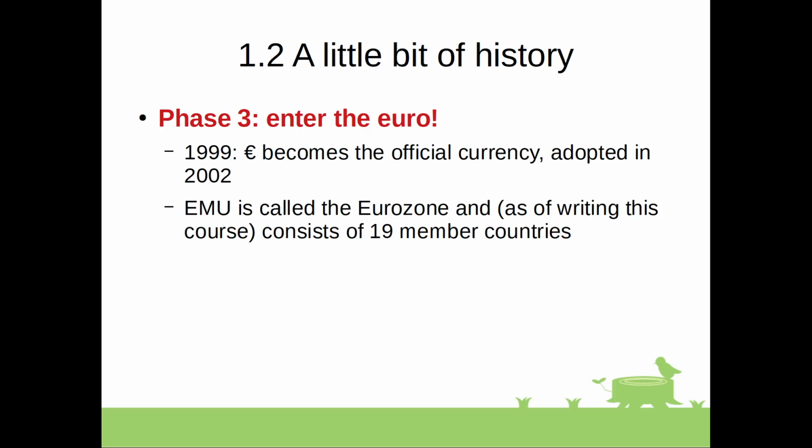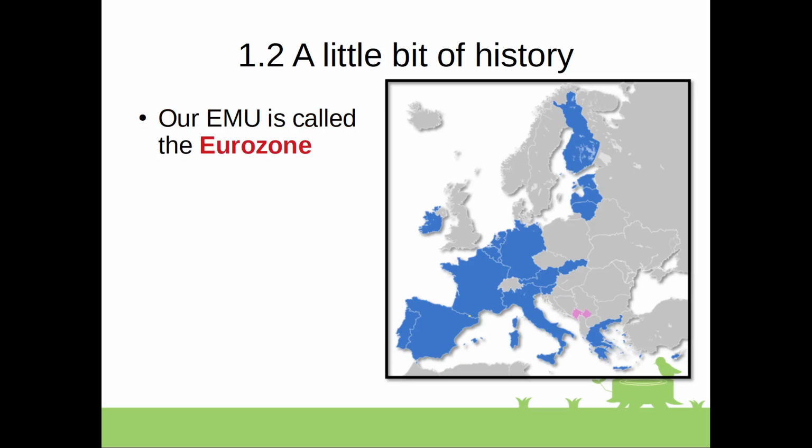So the Economic and Monetary Union we are in is called the Eurozone. So it has a name. There can be multiple economic and monetary unions around the globe. Just know that our economic and monetary union is called the Eurozone. And of course, the ECB aims to guide that zone. And as of writing, when I created this slide, there were 19 members. This is still the same today for me.